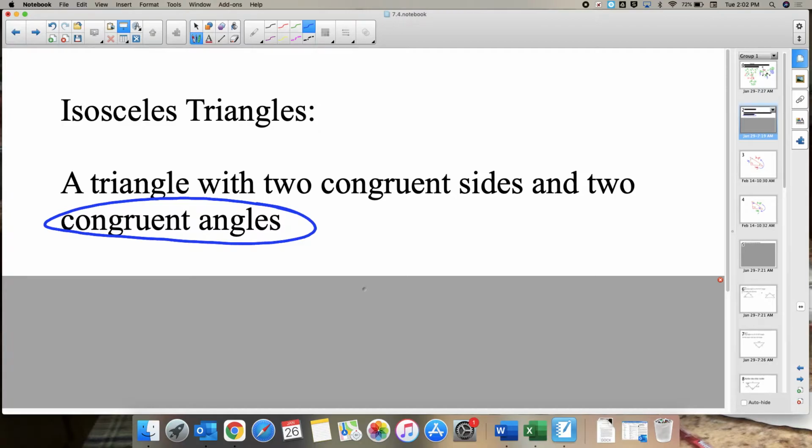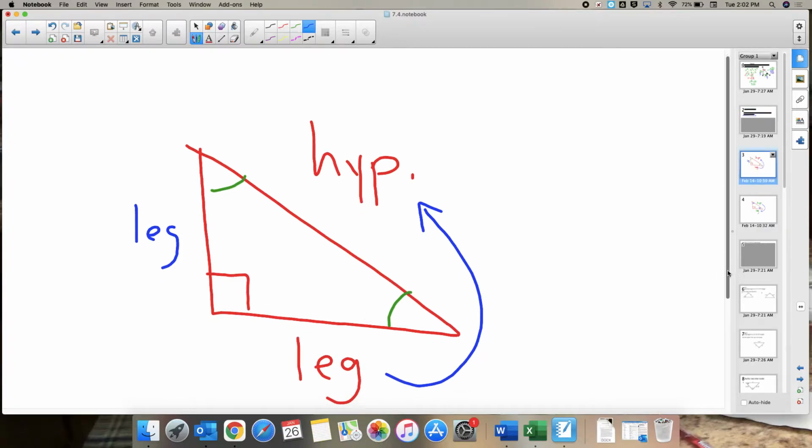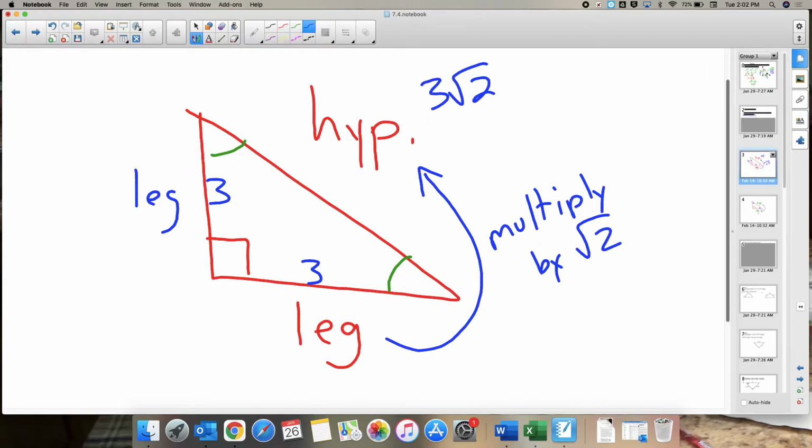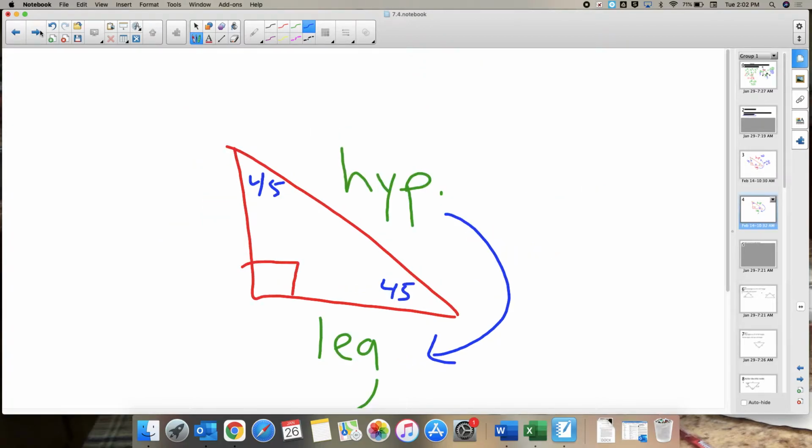Now, in a 45-45-90 triangle, there are two distinct possibilities. Option 1, they're going to give us the leg, meaning like we had in the opener, this leg was 3, and this leg is equal to it. Then to get the hypotenuse, we said it would be 3 square roots of 2. So if they give me the leg, we are going to multiply by the square root of 2 to get the hypotenuse. If we wanted to go the other way, if they give me the hypotenuse instead, to get back to the leg, we'll do the opposite operation. We will divide by the square root of 2 to get our leg.